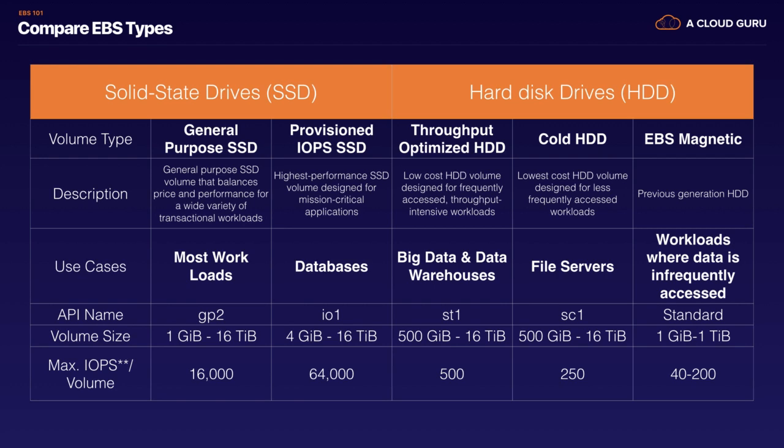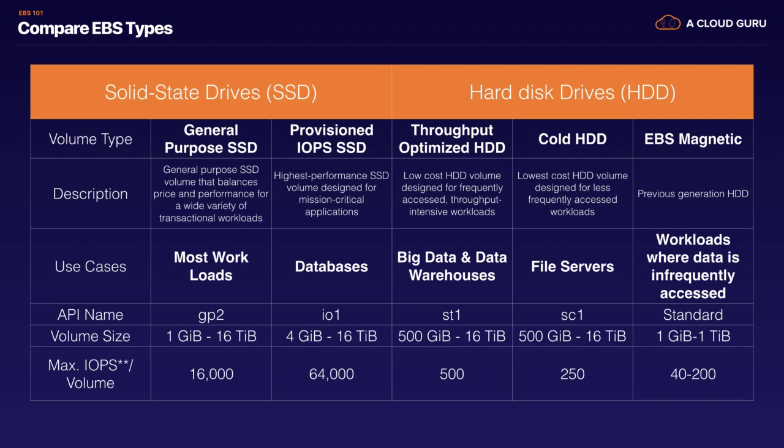If you start going above 16,000 IOPS, you're going to need to go over to provisioned IOPS. Provisioned IOPS SSD is the highest performance SSD volume, and it's designed for mission critical applications. So your workloads here will be databases. And the good thing about provisioned IOPS SSD is it's capable of going up to 64,000 IOPS per volume.